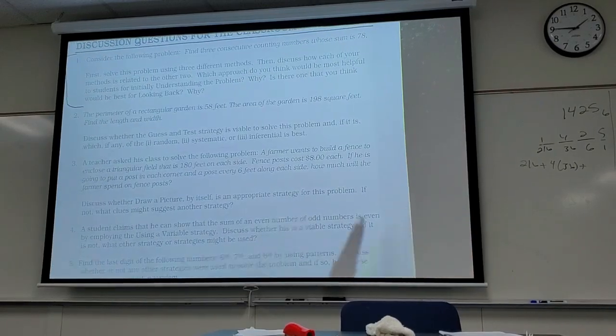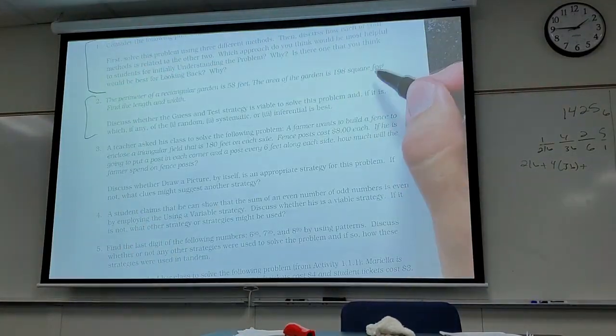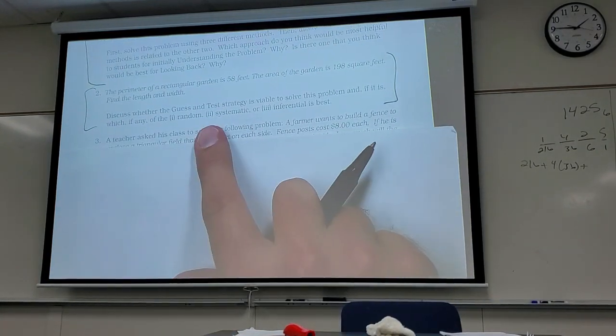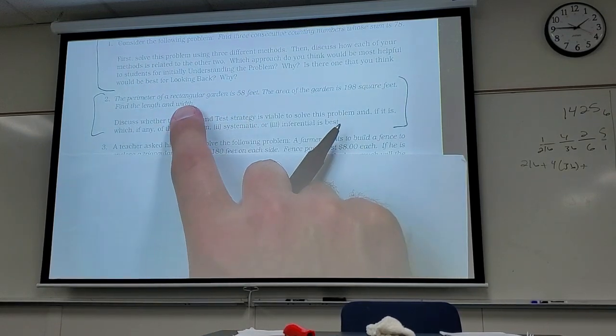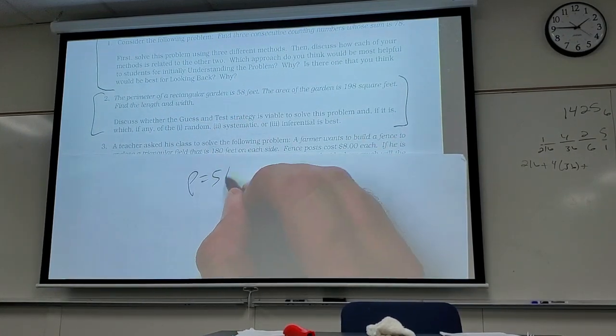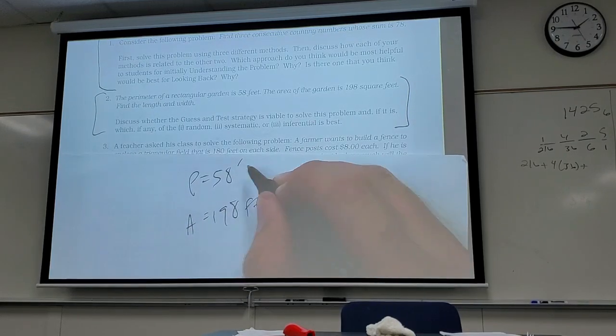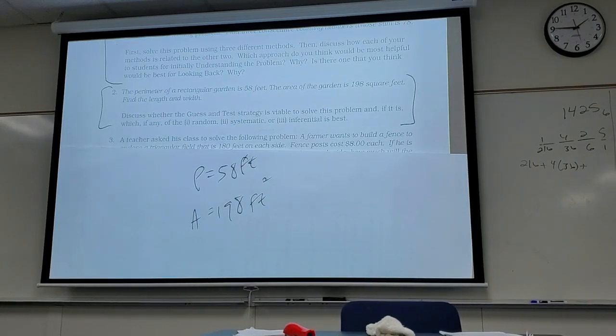All right. This next one, I think we talked about. Maybe not. Guess and test, right? So the perimeter is 58 feet, and the area is 198 square feet.